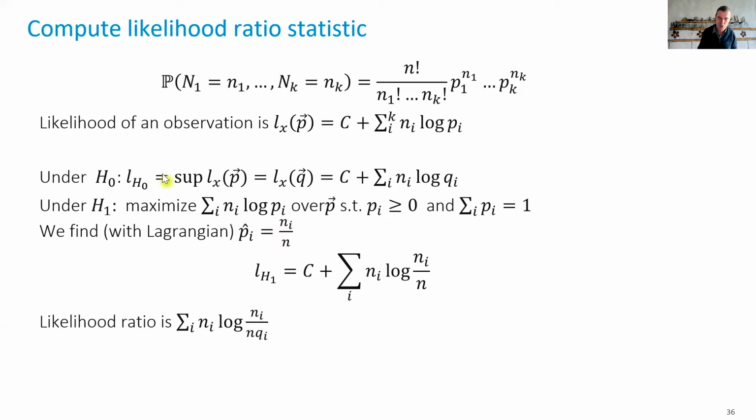So that's again good news of maximum likelihood, which usually provides intuitive results. But we need to compute the log likelihood, so we plug this p hat into this, and we find the same constant as before, plus sum of ni log ni over n. For the likelihood ratio, now I need to take the difference LH1 minus LH0, the constant terms disappear, and we find this sum of ni log ni over nqi. So that's my likelihood ratio statistic.